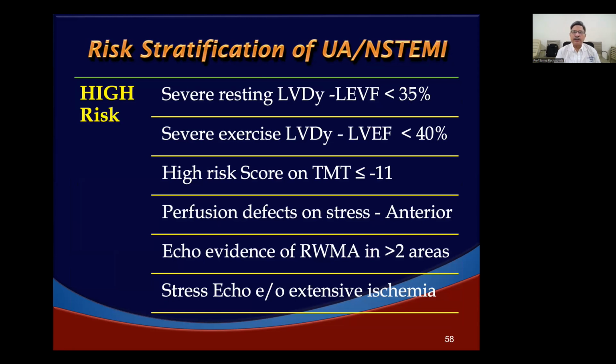Now, high risk classifications based on the troponin we have done, based on the risk factors also we have done, based on the ST segment depression we have done. Now, severe LV dysfunction, LVEF less than 35%. Severe exercise LV dysfunction, LVEF less than 40%. High risk score on TMT, if you had a TMT earlier. And then perfusion defects on stress echocardiography, anterior perfusion defects, echo evidence of regional wall motion abnormalities, stress echo, extensive ischemia. These are features of high risk.